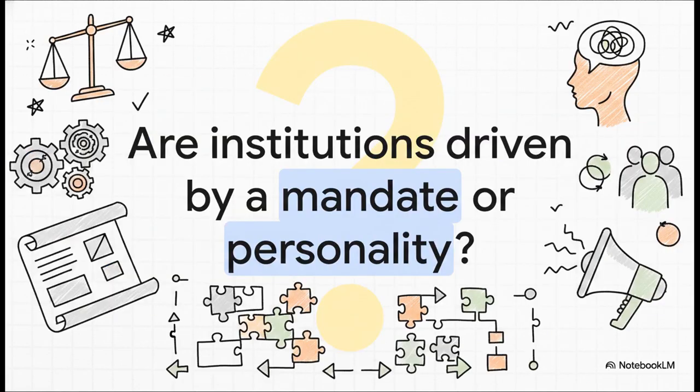As we wrap up this explainer, I want you to think about the real world for a second. Look at the public institutions around you right now. Are they truly driven by a strict, measurable mandate, or are they just driven by personality and politics? Understanding this blueprint completely changes how you view governance, doesn't it?